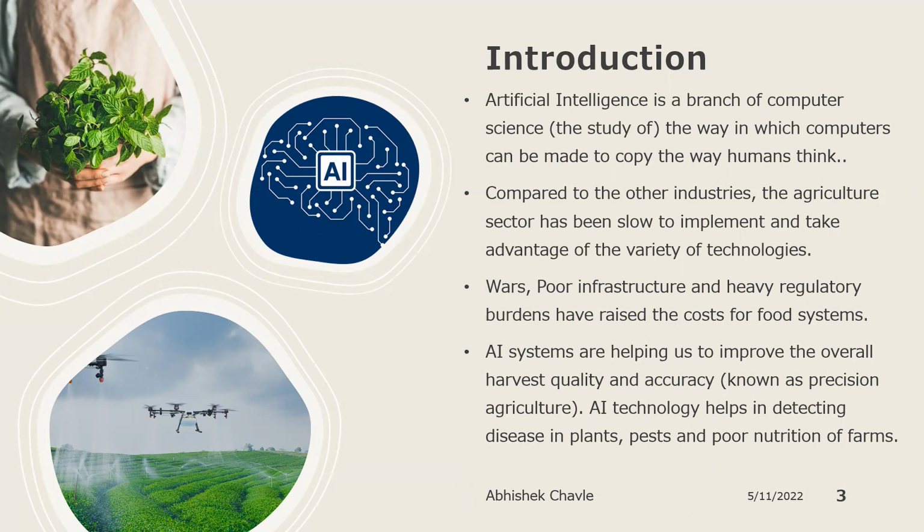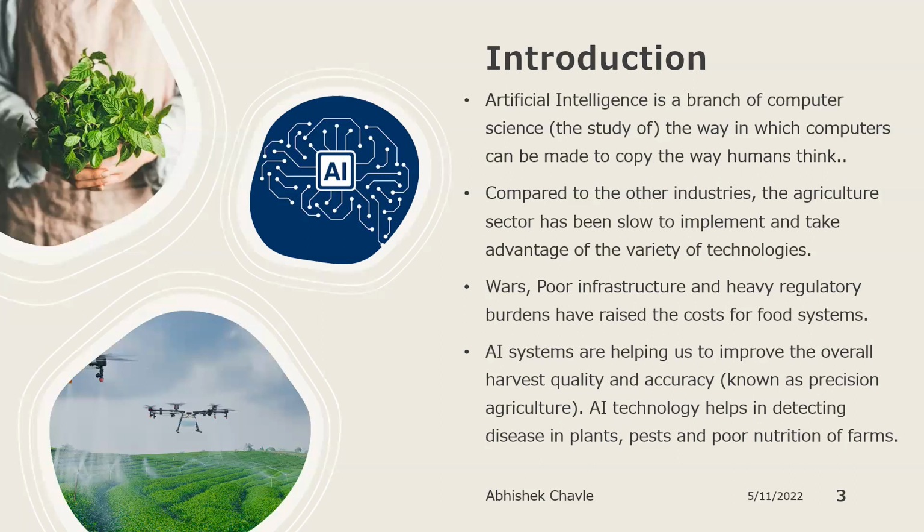After that, we are going to see how, compared to the other industries, the agriculture sector has been slow to implement and take advantage of the variety of technologies. Because some rural areas can't have access to laptops and computers, they don't know how they can use these technologies, and scientists also can't understand in a better way how they can use technologies in the agriculture field. We are also going to see this.